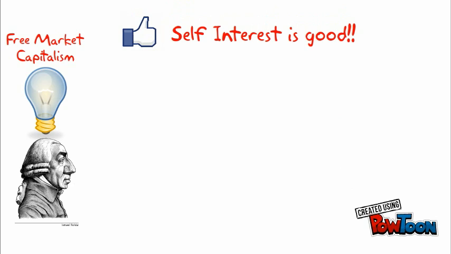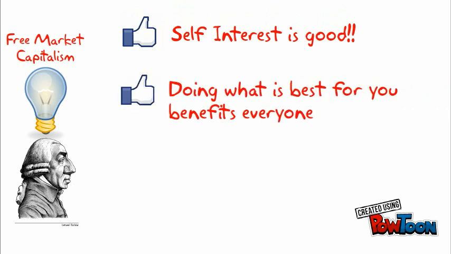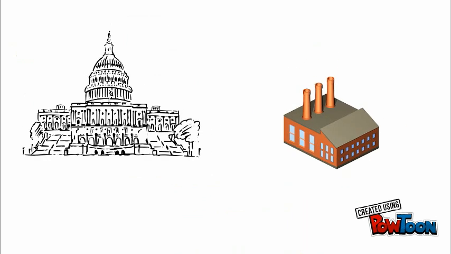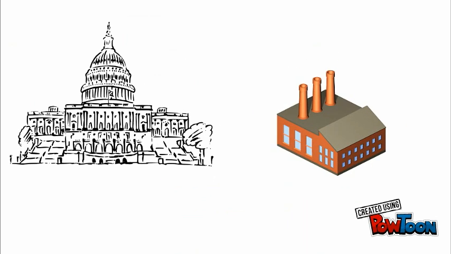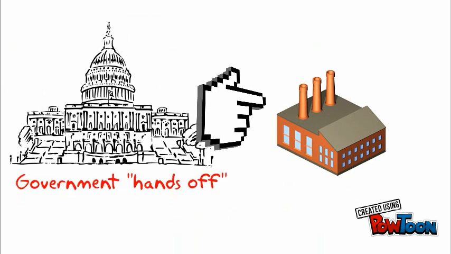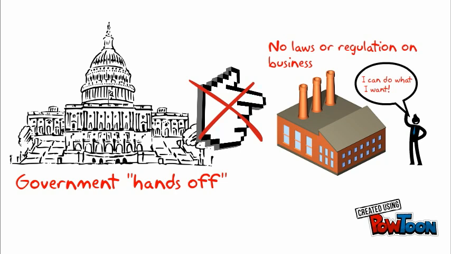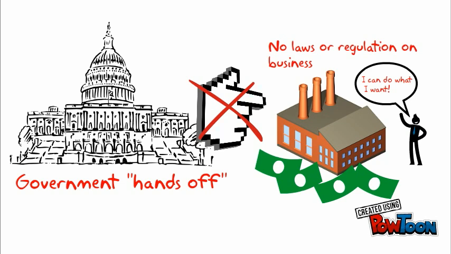Well, Adam Smith's idea of free market capitalism talked about how business should work. And he said a couple of things. Basically, he said self-interest is good. Doing what is best for you benefits everyone, and he believed in a philosophy of laissez-faire capitalism, where basically we should let things just sort of run their course, let things be, and everything will work out in the end for everybody. How that's going to affect the government is that basically the idea of laissez-faire means the government should keep its hands off of business, that it was in the best interest of the government to let business do whatever it wants to do.